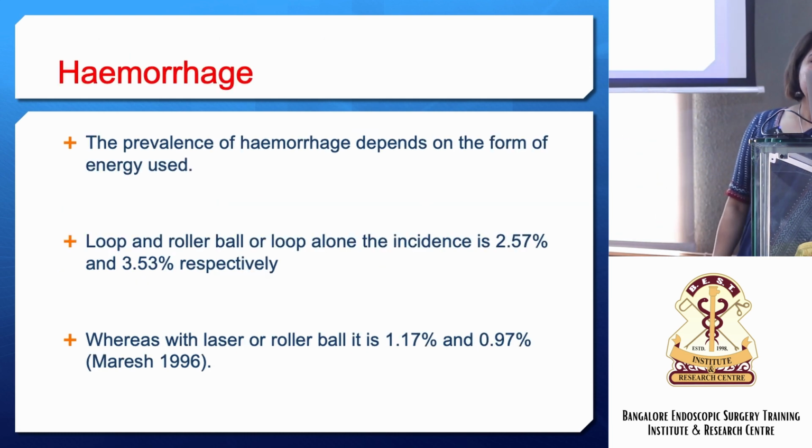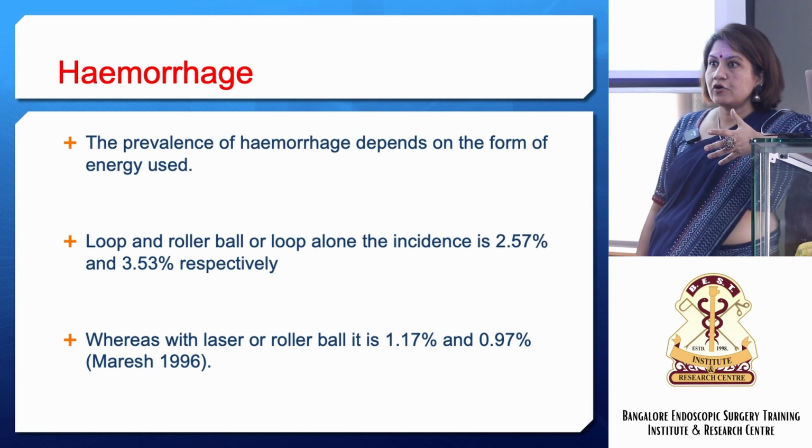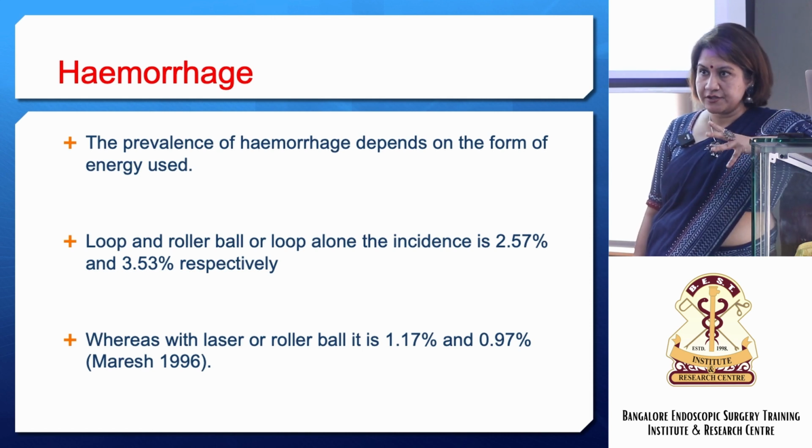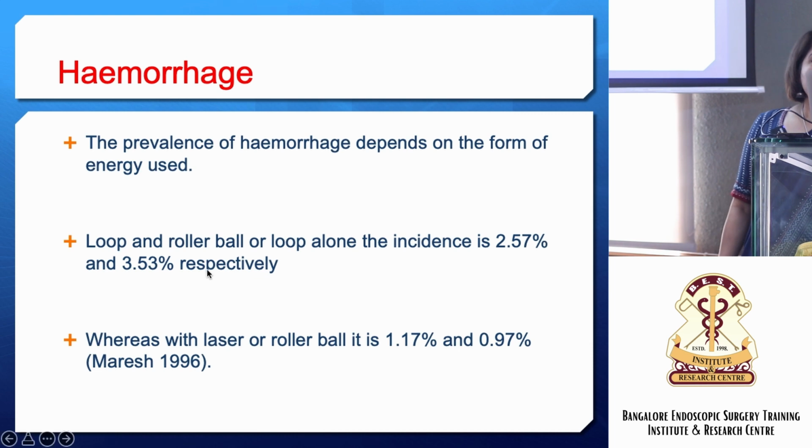Then the hemorrhage. Obviously, in any surgery, especially a fibroid resection or TCRE, there can be sudden hemorrhage if some artery gives way. So we have to use spot cautery.